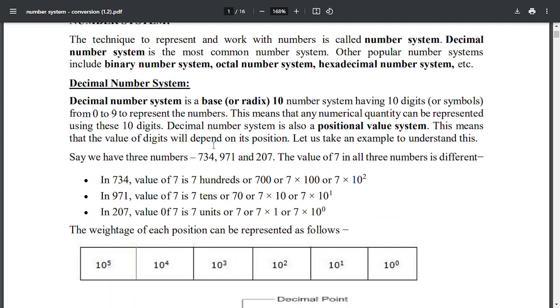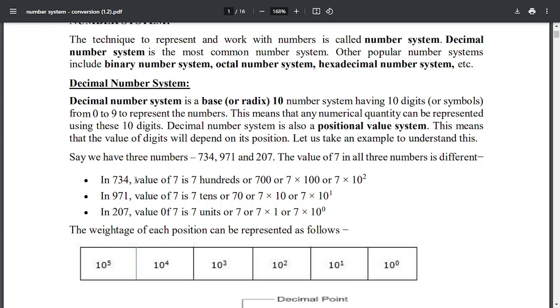In the decimal number system, it's a positional value system. Why are we calling it a positional value system? Because each digit has a positional value. For example, if there is a number 734, 7 is present in the hundreds place, 3 is present in the tens place, and 4 is present in the units place. So units, tens and hundreds.